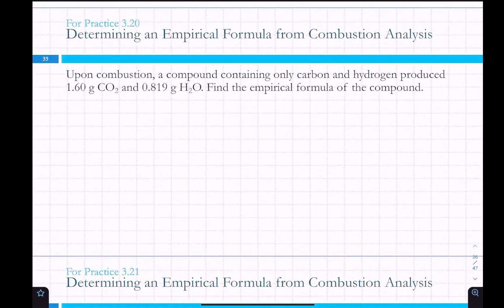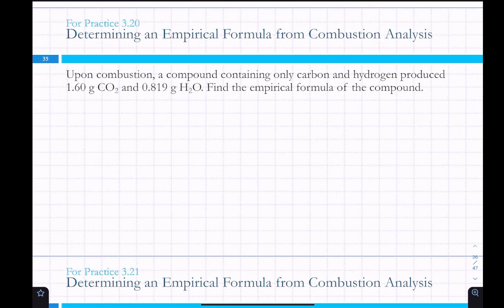So let's say we have a compound containing only carbon and hydrogen. Useful to know. It has 1.6 grams of carbon dioxide and 0.819 grams of water. Find the empirical formula of the compound. How do we find how much carbon is in 1.6 grams of carbon dioxide? Yeah, we could use the mass percent.